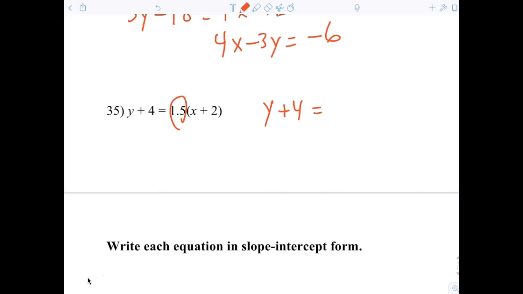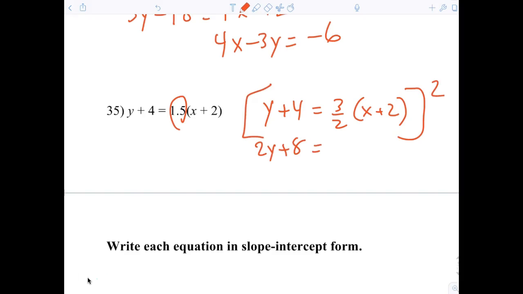Now again, I didn't put any decimals on the test, so this 1.5 is the same as what? Yeah, you guys know that. So now I'm going to multiply both sides by what? 2. 2y plus 8 equals 3x plus 6. Okay, so we have 3x minus 2y equals 2. Everybody happy with that?